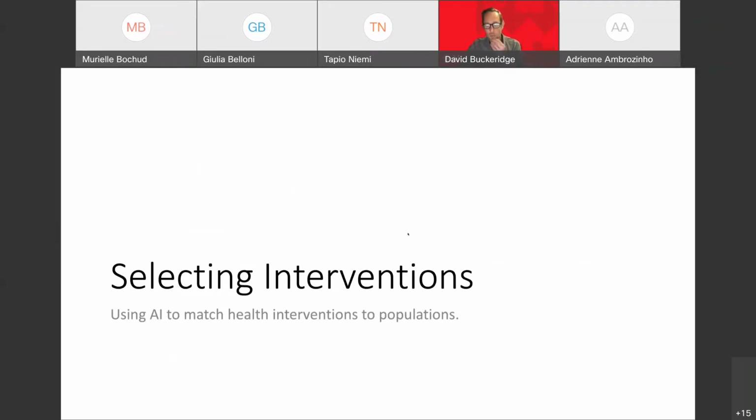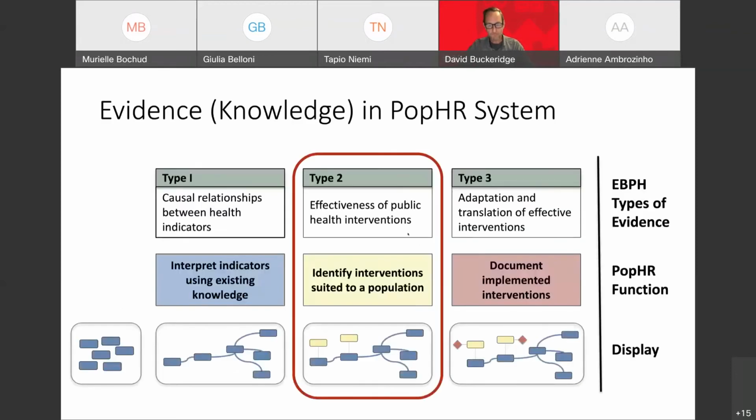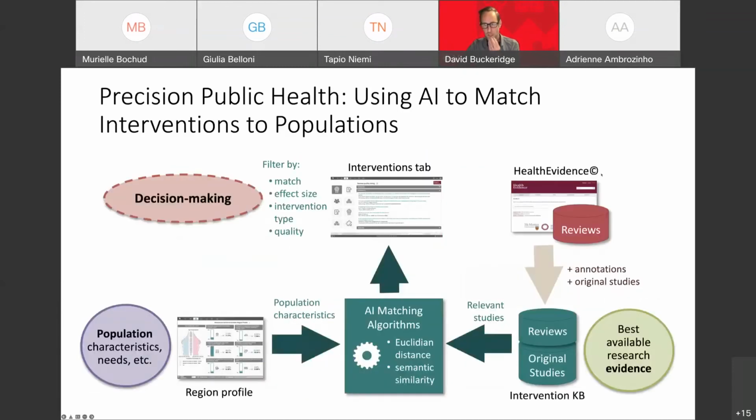So I'm going to talk about two specific areas, which I've already alluded to, which we started to do work on. The first one is really using this platform I've described to help people select interventions. So this is the idea, really a conception about precision public health. Can you think about finding an intervention that's optimally matched to a population? So as I mentioned, that's this second type of evidence we're exploiting here: how effective are public health interventions.